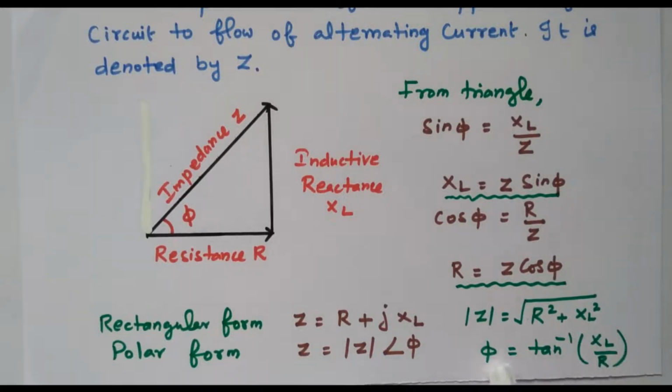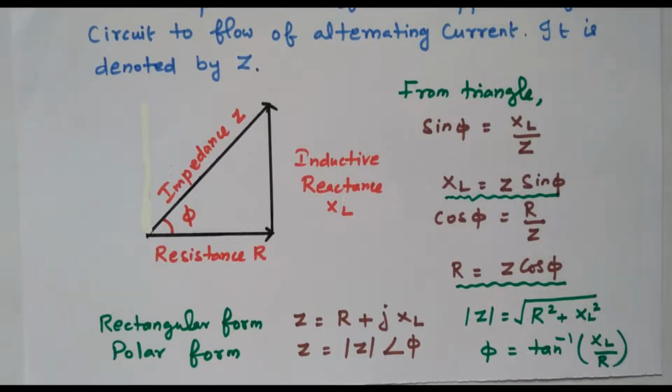Then how will you find the angle phi? Tan inverse XL by R. Right? So the impedance can be represented in two different forms. One is rectangular form, another one is polar form. In this polar form, the magnitude and angle can be calculated from these formulas.